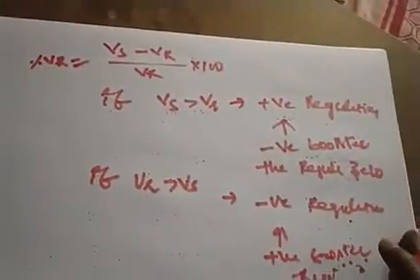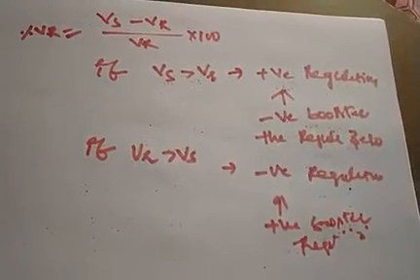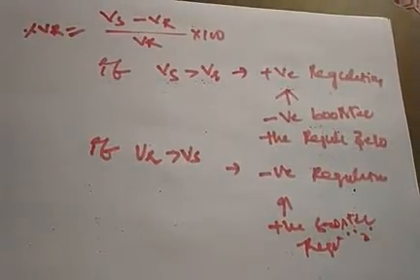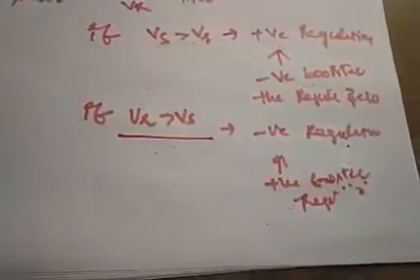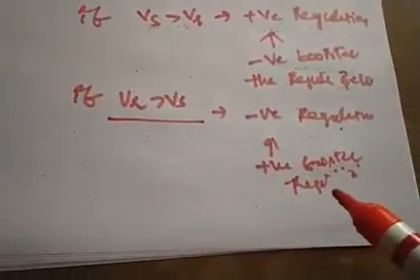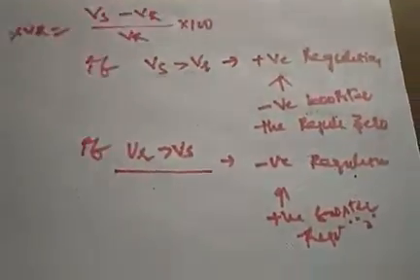So what is the voltage regulation? Percentage of voltage regulation is equal to Vs minus VR by VR into 100. Right? If Vs is greater than VR, that we can call a positive regulation, which needs a negative booster to make that regulation 0. If VR is greater than Vs, we can call it a negative regulation, needing a positive booster to make that regulation 0. Right?